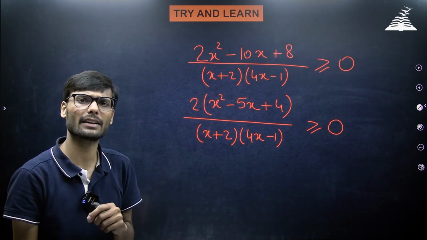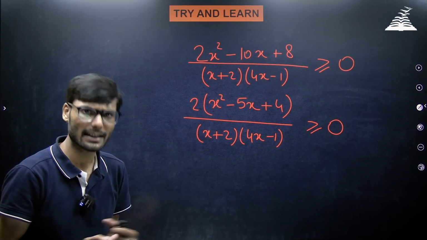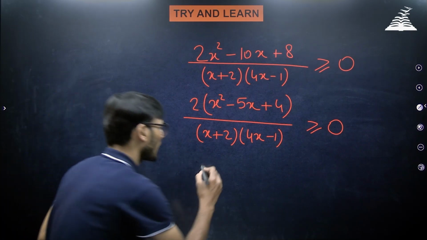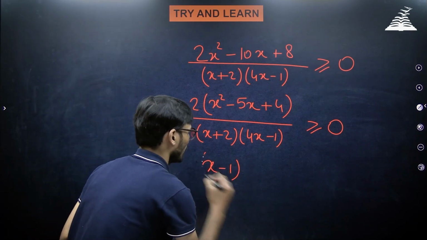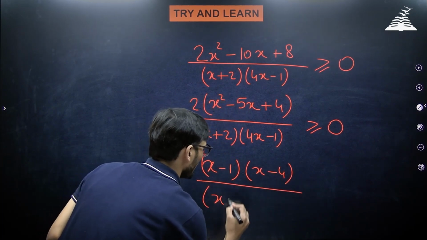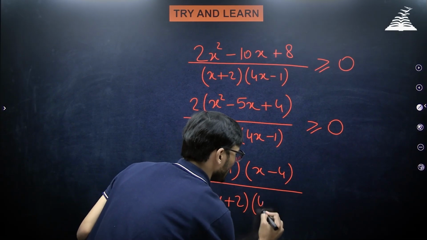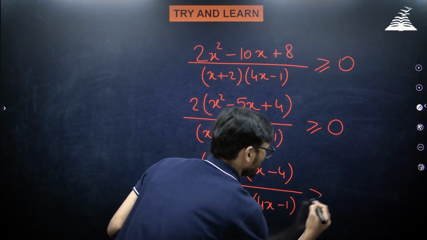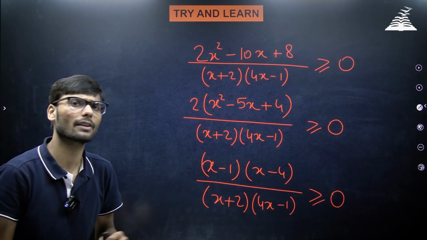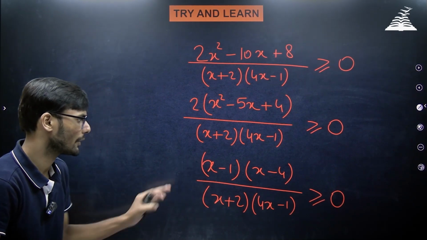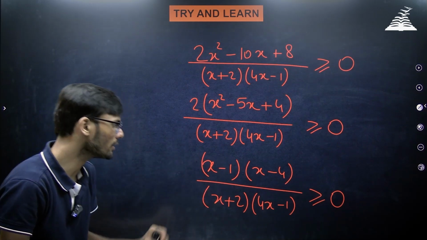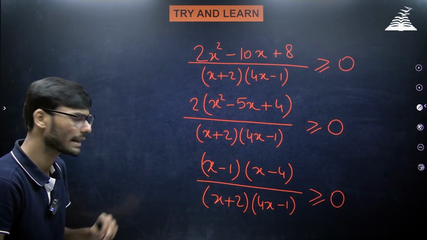x square minus 5x plus 4 can be factorized by the splitting the middle term method. You will get (x minus 1) into (x minus 4), whole divided by (x plus 2) into (4x minus 1), is greater than or equal to 0. Now we can apply the wavy curve method here to solve this, right? Everything is simplified. It is in the form that we want.